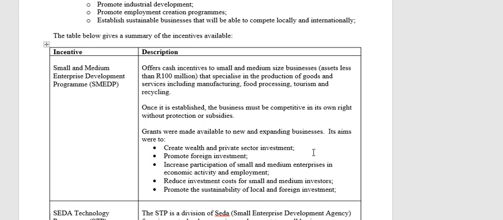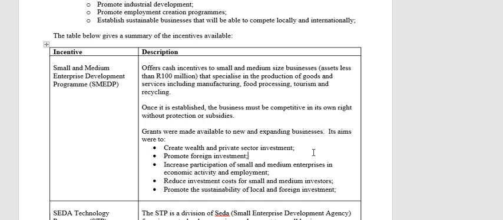It is also given to foreign businesses, so it doesn't have to be a local business. If there's a foreign business wishing to be established in South Africa, they can also qualify for this incentive. And then obviously this will lead to foreign investments, which is an injection, which is a good thing.